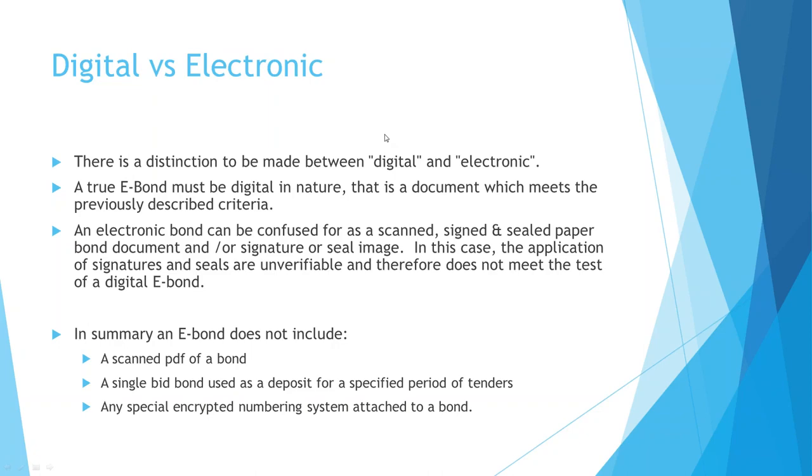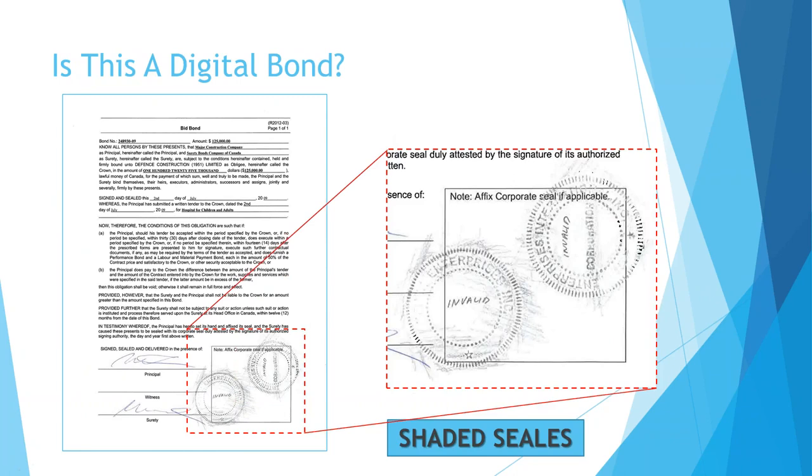Now, if you look at this particular bond, and is this a digital bond, you will see the difference, and that is the seal is shaded out. And that's the usual traditional way we do it. And this is what it appears to be, a scanned version of the bond. Now, this document is not really verifiable.